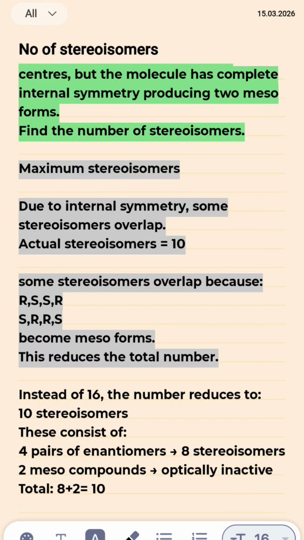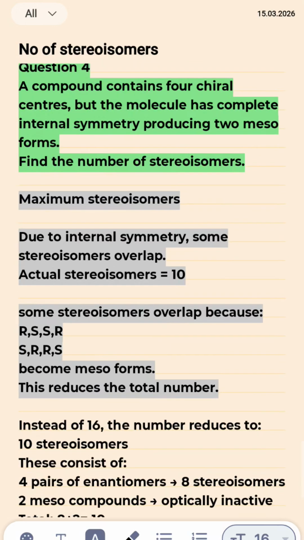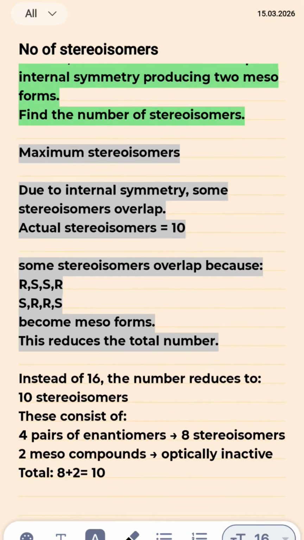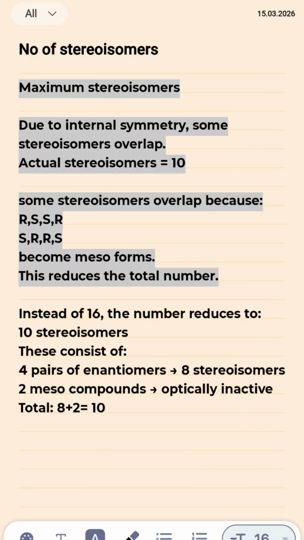How does it become 10? Let us see where overlapping takes place. RS and SR overlap. Here 4 centers are there, so we can consider the RSSR configuration. This will overlap with the SRRS configuration. Now this becomes a meso form, because they are mirror images. One part is the mirror image of the other. R has the mirror image S. In both cases the plane of symmetry will be between carbon number 2 and 3, in the Fischer representation.